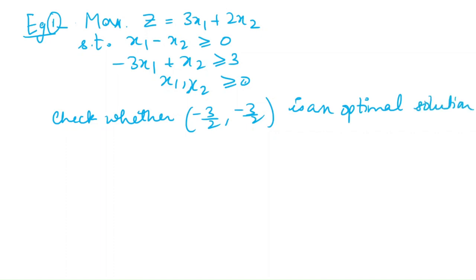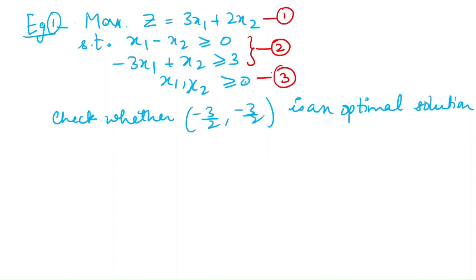To check whether this is an optimal solution, first of all we have to check whether it is a solution, that means it satisfies the constraints. Second, to be the optimal solution, it must be a feasible solution. That means the non-negativity constraints must be satisfied. And thirdly, if it maximizes the objective function, then we could say that it is an optimal solution. So this would be our equation number 1. This is equation number 2, and this is the non-negativity constraints.